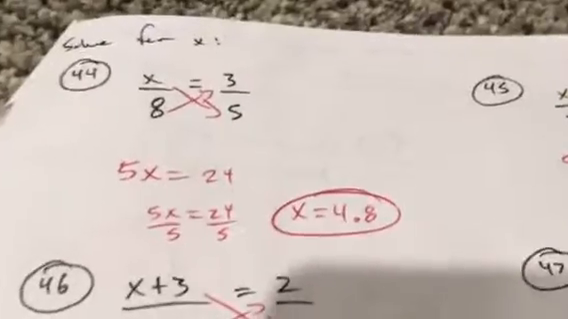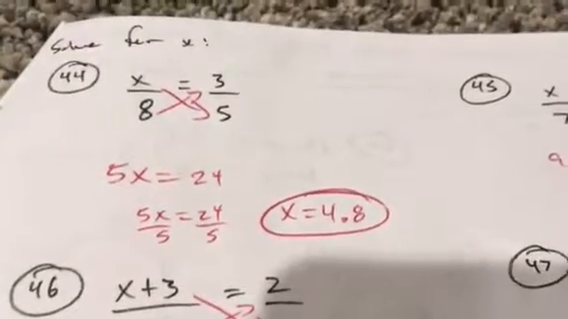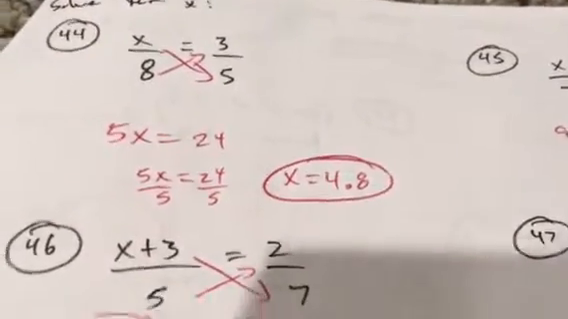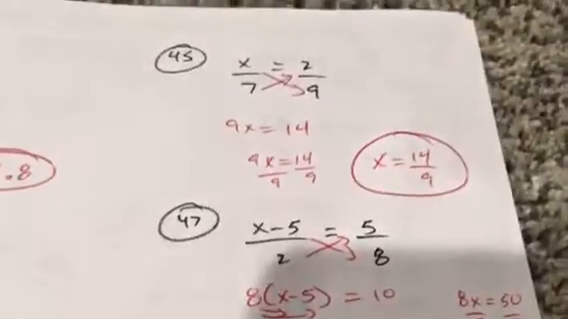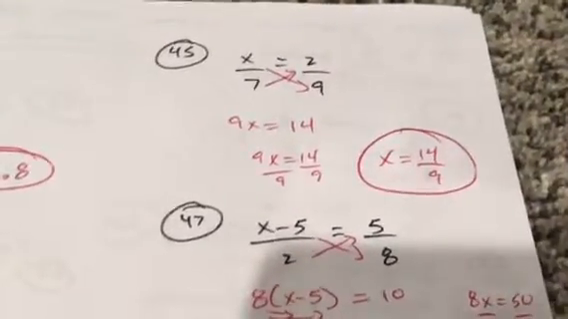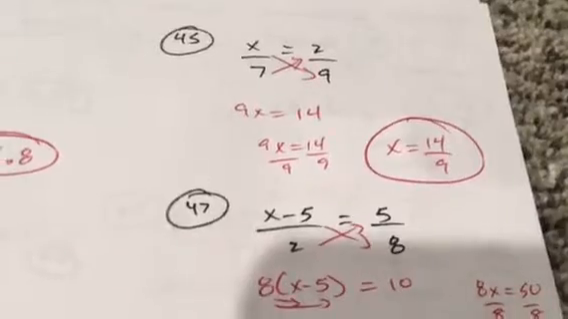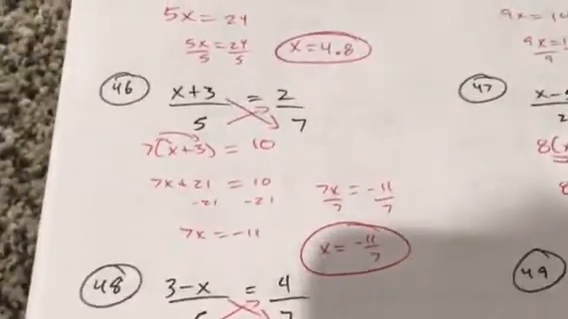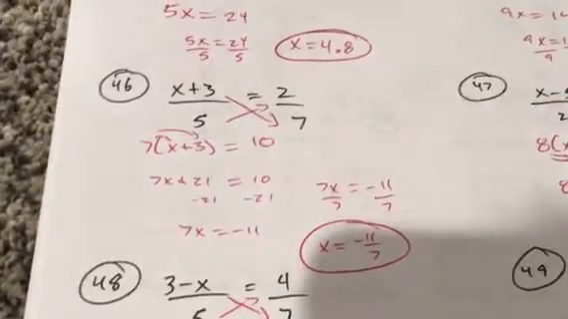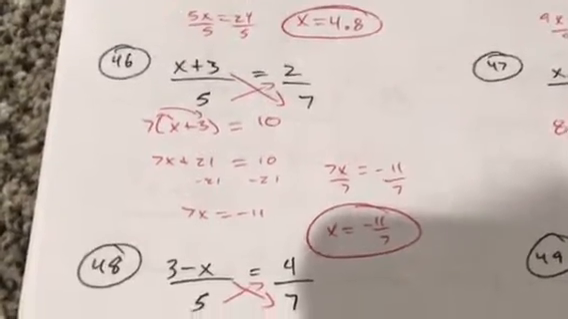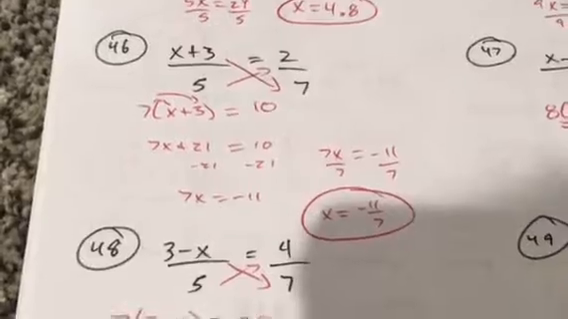All right, we just got some cross multiplication here. You have a few of these. X times 5 is 5x equals 8 times 3, 24. Divide by 5 to get 4.8. This next one, 9x is 14. You can have your answer as 1.5 repeating or 14 over 9. You get 7 times the quantity x plus 3 is 10. All right, 7x plus 21 is 10. Get your answer.